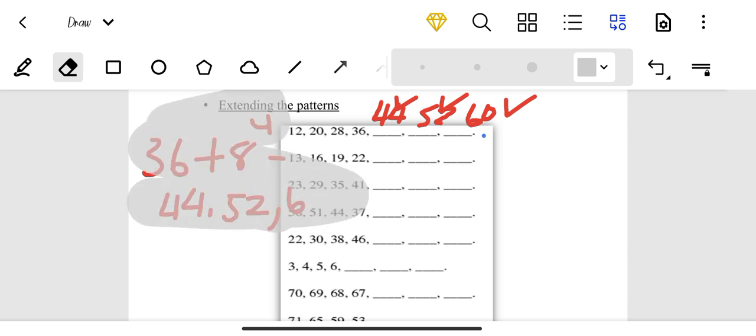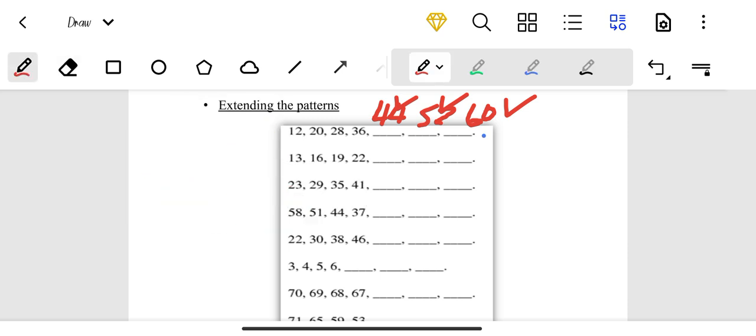So jumping to the next, we have 13, 16, 19, 22. For us to determine the rule, what happened to 13 for us to get 16? If we say 13 plus 3, we get 16. And then 16 plus 3, we get 19. 19 plus 3, we get 22. So it means that we're going to say 22 plus 3, we are going to get 25. 25 plus 3, 28. 28 plus 3 is going to be 31. Then you're done.